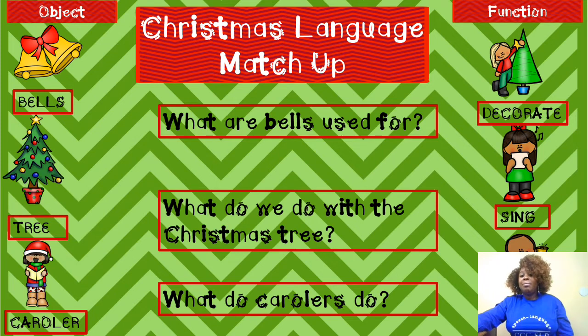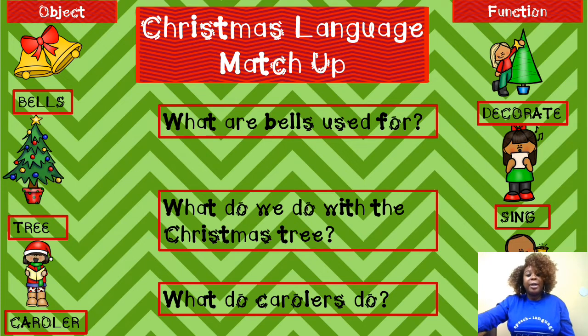You can do the same thing for the function part as well. Okay, what are they doing? Decorate. What is she doing? Singing. What is he doing? Ringing. And you can go back and say, show me decorate, show me sing, show me ring. And then once you feel like they're ready, and they may already be ready when they start the activity, if you go to the text box that's in the middle of the page, you will see a hand that will show up, which lets you know that it's clickable.